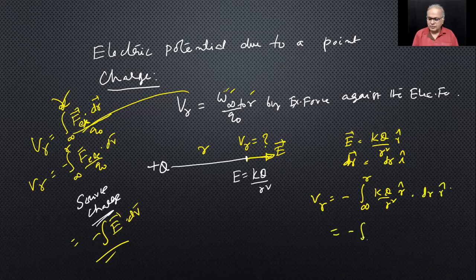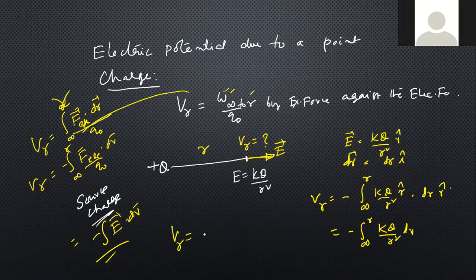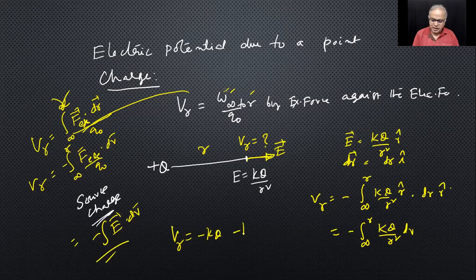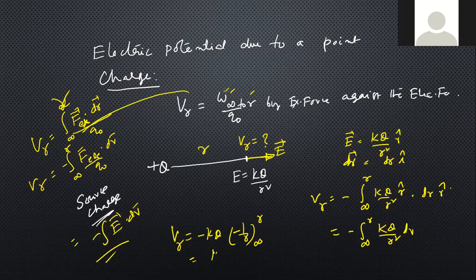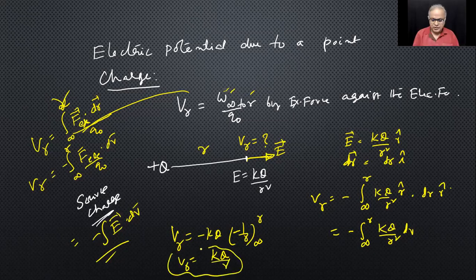So minus integral from infinity to R. What do I get? kq by r square dr, isn't it? r cap dot r cap is 1. So what do I get now for V at R? Minus kq into minus 1 by r from infinity to r. So what do I get? Minus gets cancelled. We get kq by r. kq by r. This is potential.